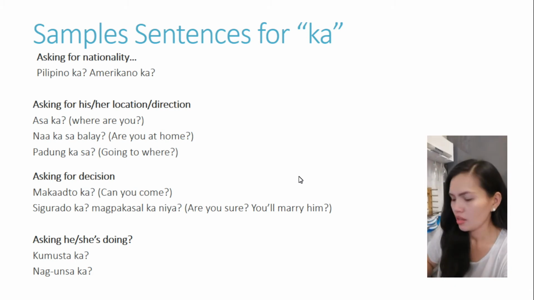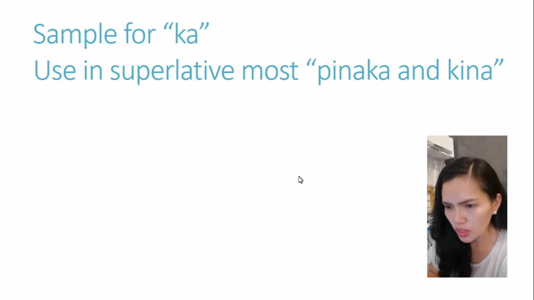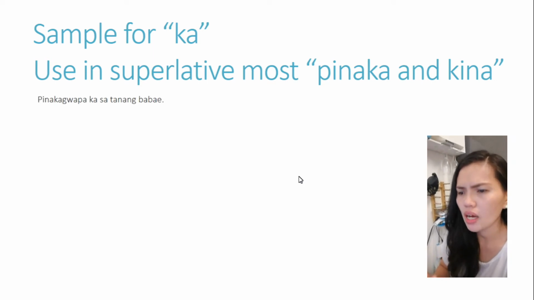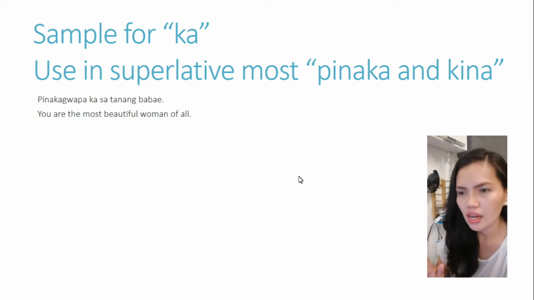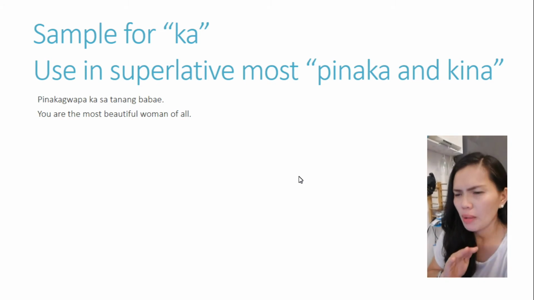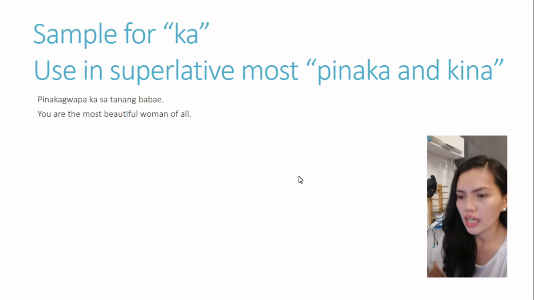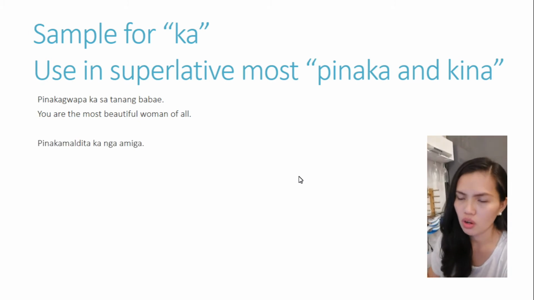Now let's go to the superlatives and how to use ka. I have a few examples here. We have pinakagwapa ka sa tanang babae. Pina is like the most, the superlative most in English. Pinakagwapa, you know guapa, right? Guapa means beautiful or pretty. Ka sa tanang babae, sa tanang is of all, babae is women. Pinakagwapa ka sa tanang babae. You are the most beautiful woman of all.